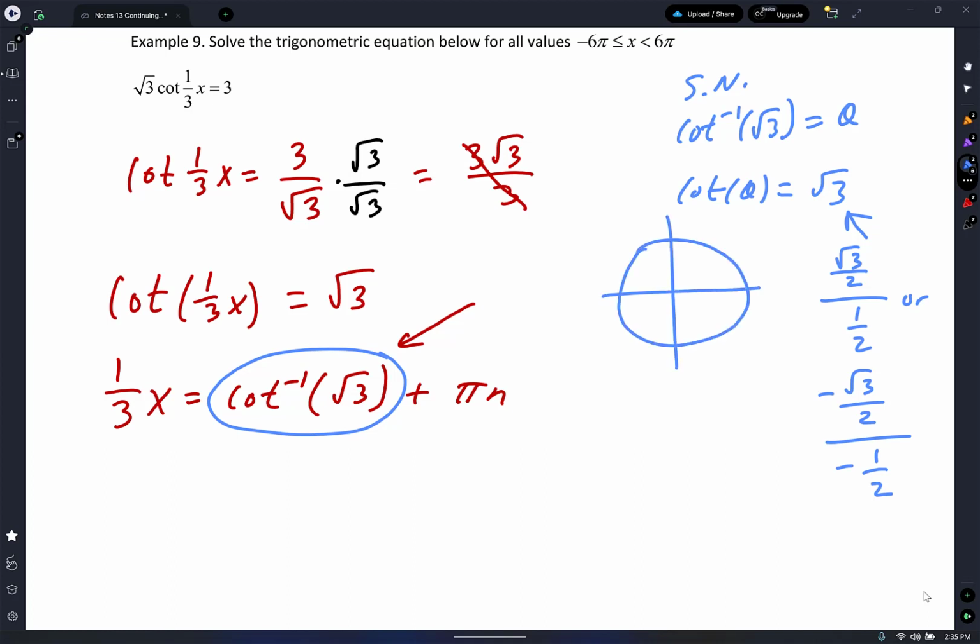Cotangent is x divided by y. So I need the x to be square root of 3 over 2 and the y to be a half. So that happens there, boom, and boom, in quadrant 1 and quadrant 3. I said quadrant 2, my bad.